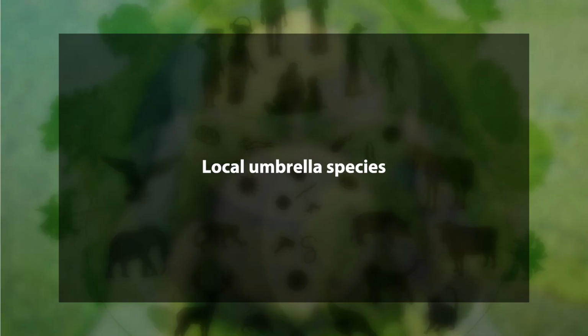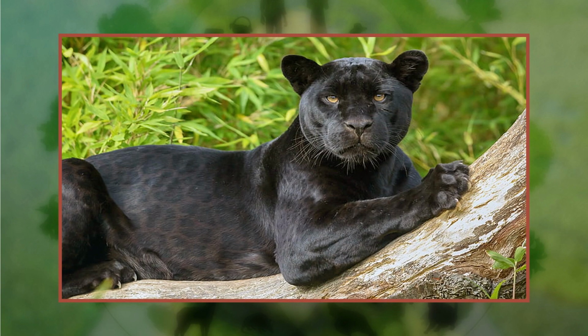Number 2, local umbrella species. The occurrence of the umbrella species in a particular geographic area is assumed to indicate or predict the occurrence of beneficiary species. So, reserves that are delineated to meet the habitat requirements of the umbrella species will contain as many of the beneficiary species as possible.